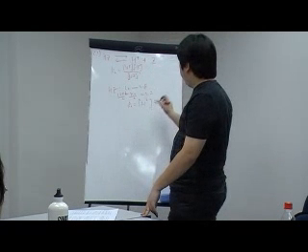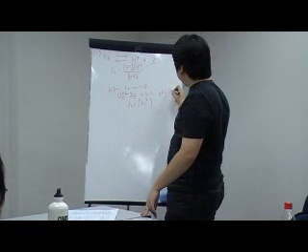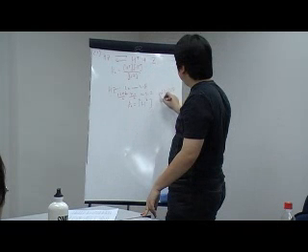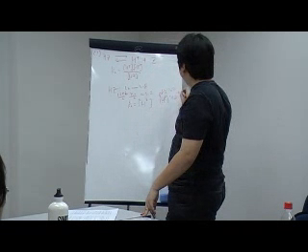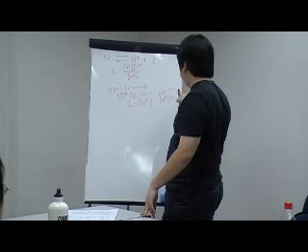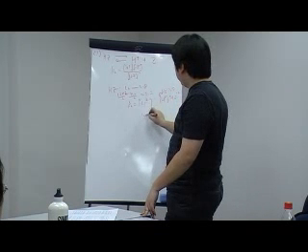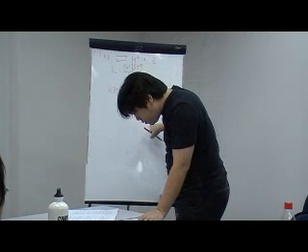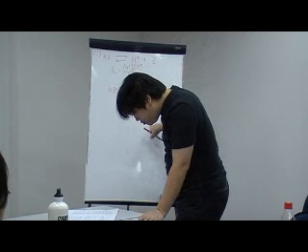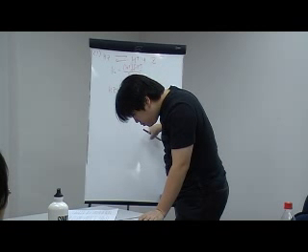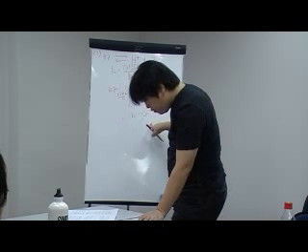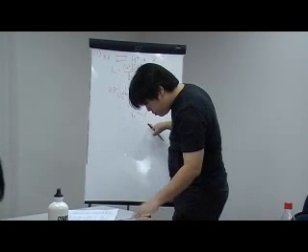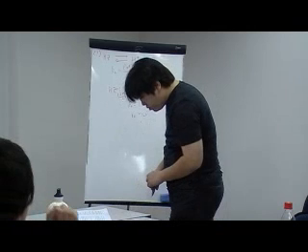So if pH equal to 2.0, H plus concentration should equal to 10 to the power minus 2. So therefore Ka equal to 10 to the power minus 2. Is it correct? No, wrong.